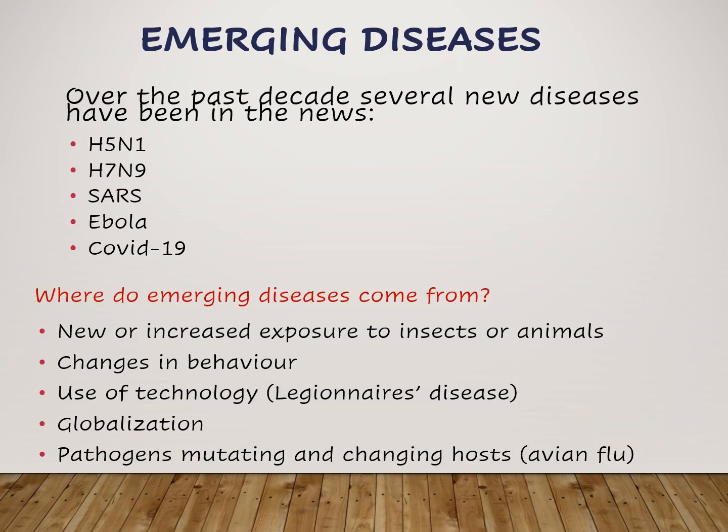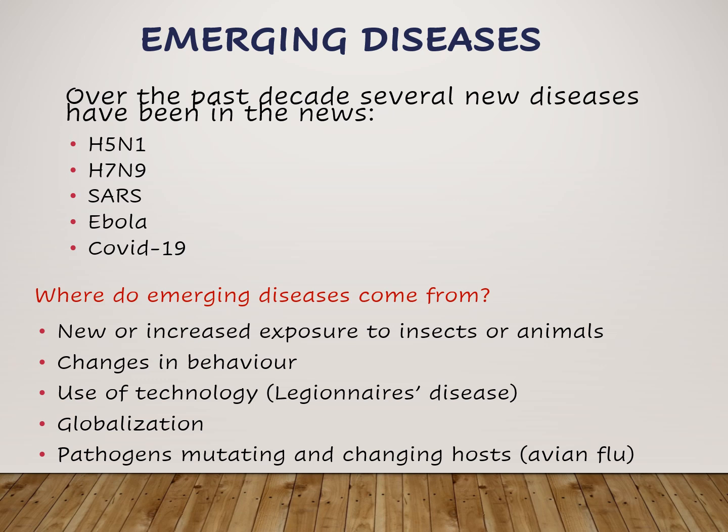Over the past decade, several new diseases have been in the news. For example, the H5N1, the H7N9, the swine flu H1N1, the severe acute respiratory syndrome, SARS, and also the Middle East Respiratory Syndrome, MERS, and lately COVID-19. These are called emerging diseases because they are relatively new to humans. So where do emerging diseases come from?